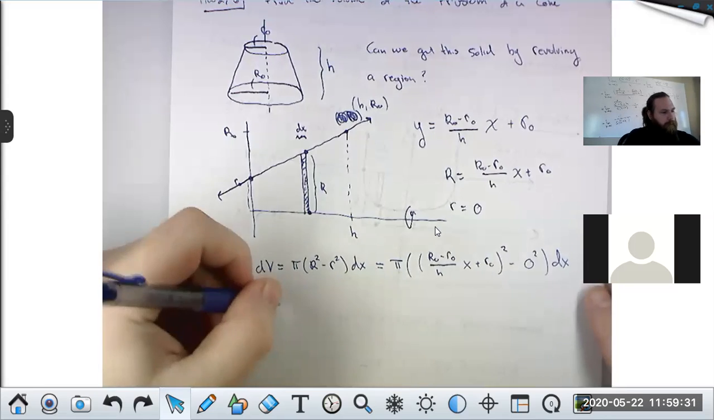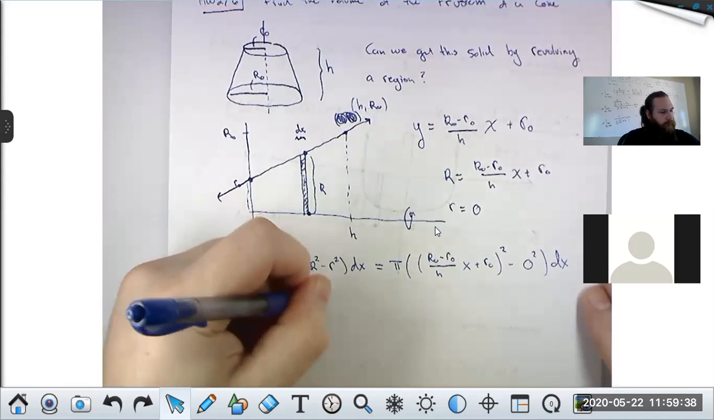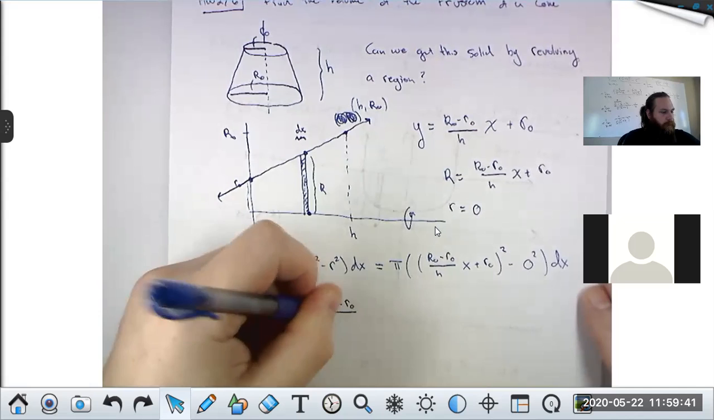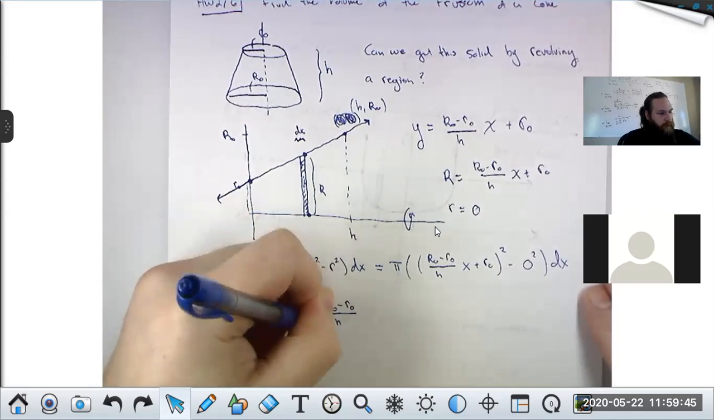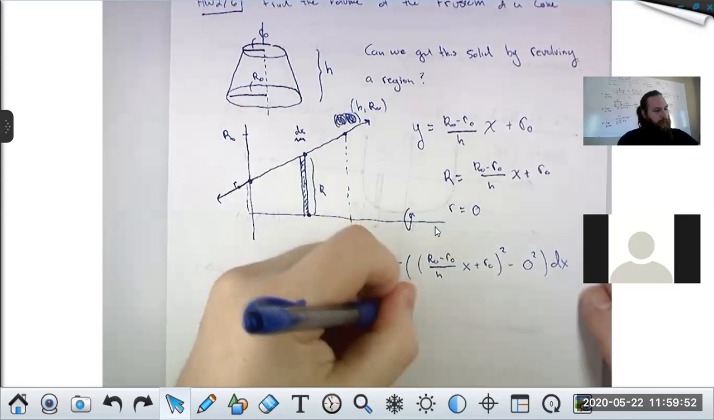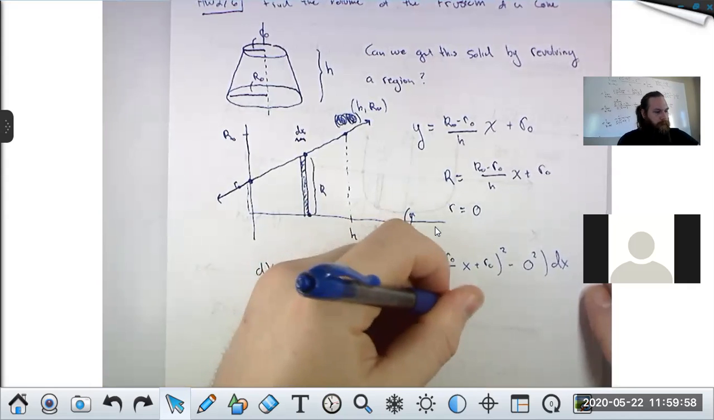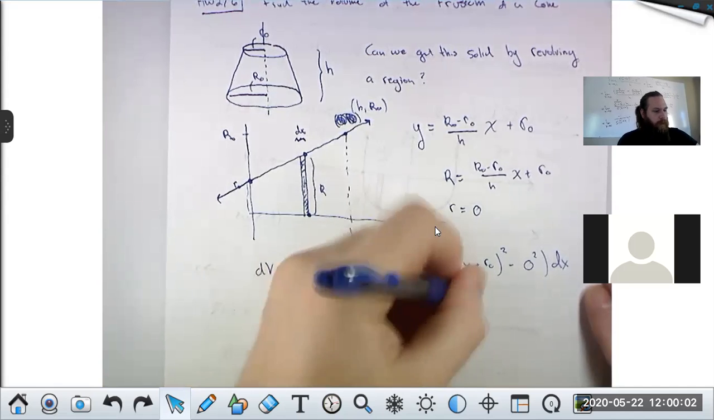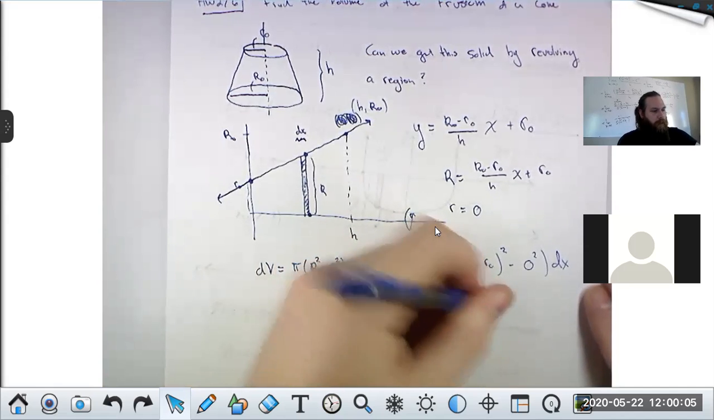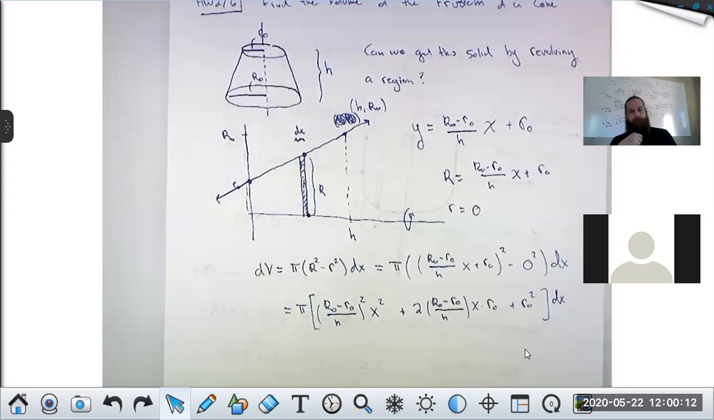So my dV, I can simplify a little bit, is pi times big R naught minus little r naught over h, squared, times x squared, plus 2 copies of big R naught minus little r naught over h times x times little r naught, plus little r naught squared, dx. And we will be integrating from 0 to h, that's correct.